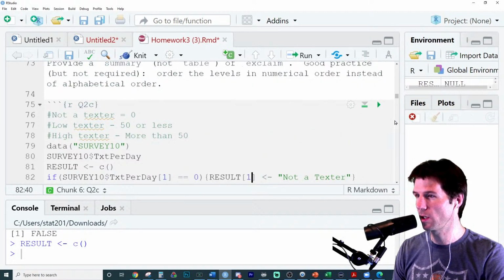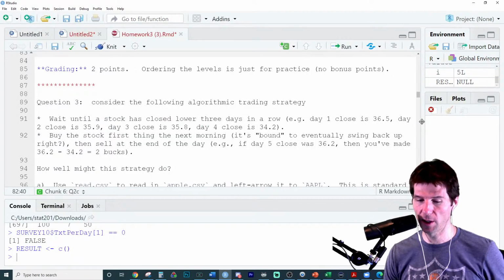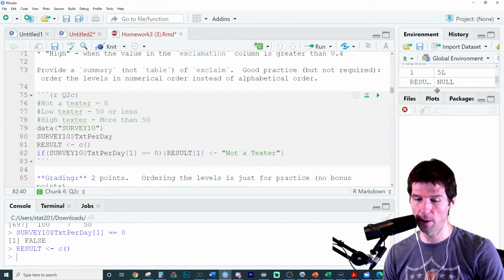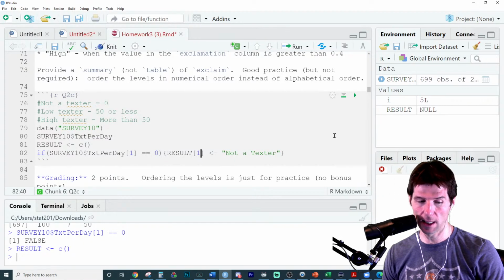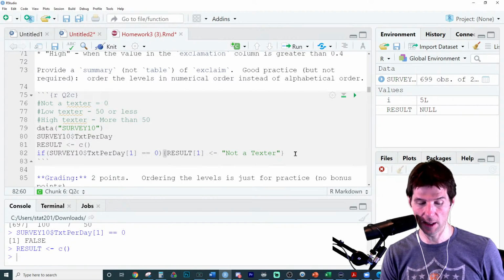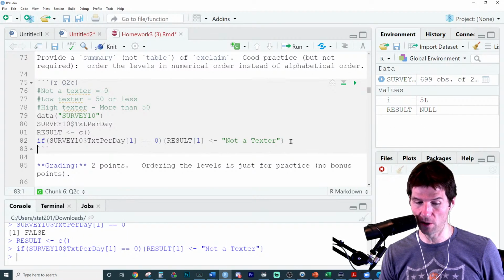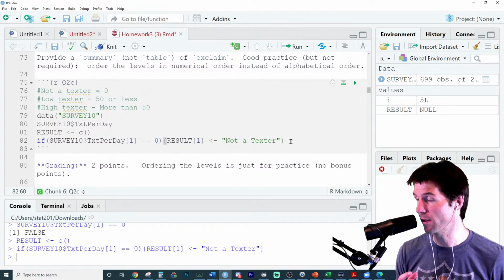Now, this isn't going to change result position 1 right now. I need to zoom out just a little bit here. It's not going to change result position 1 because this person is not a texter, I think. So we still have result as null. What should I add to the end of this now?